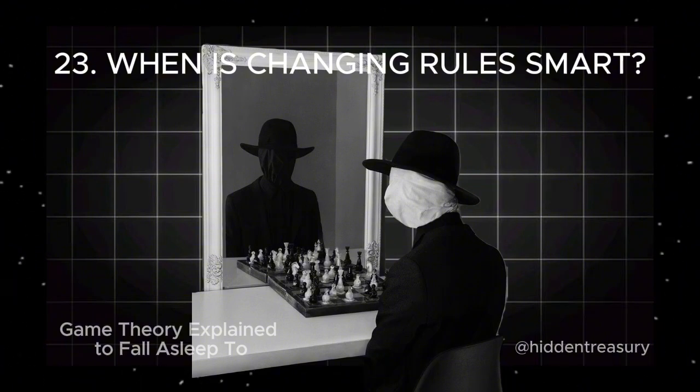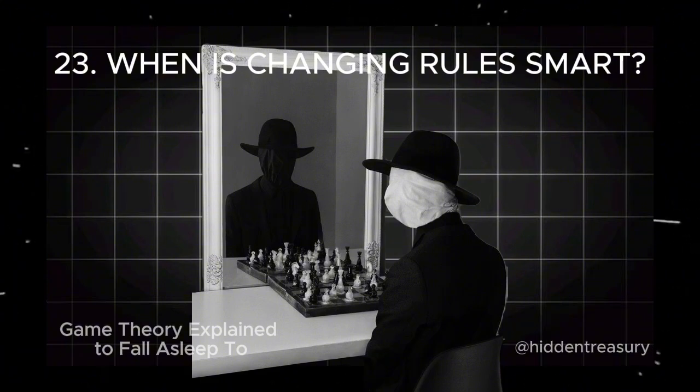If two sides are stuck on a specific issue, introducing a new factor, an unrelated concession, a shared future goal, or a neutral third party can reframe the entire process. By expanding the game, they make it possible to move forward without either side feeling like they've lost.